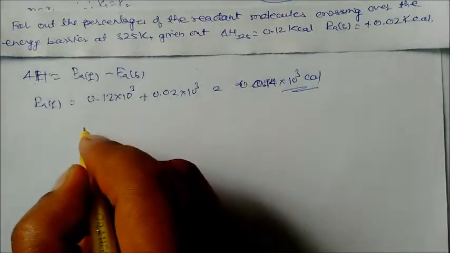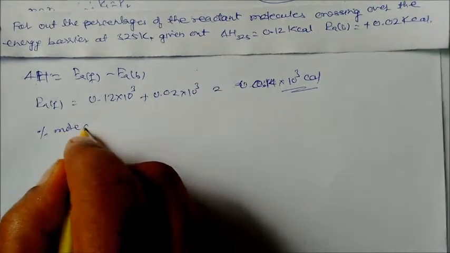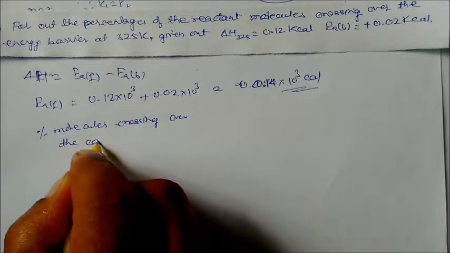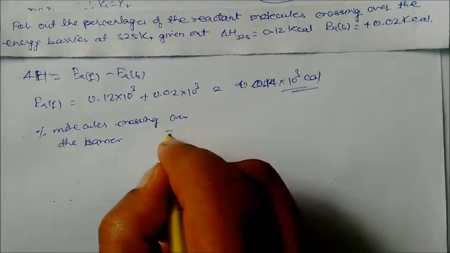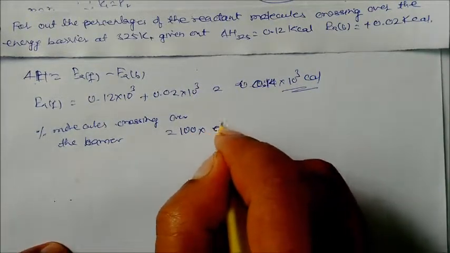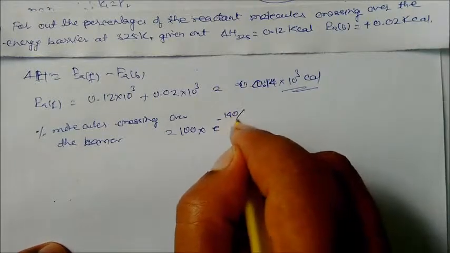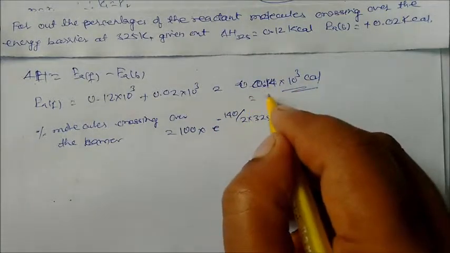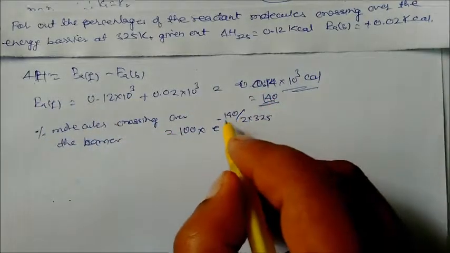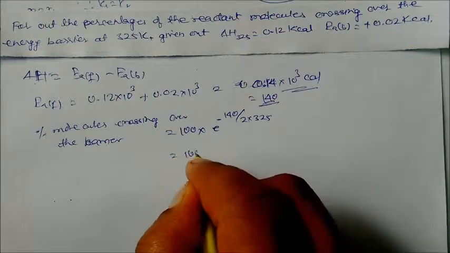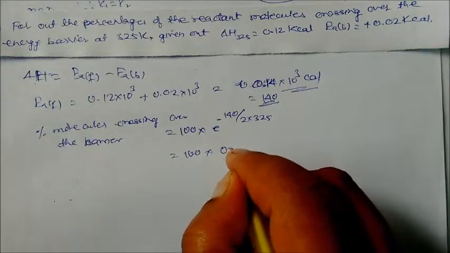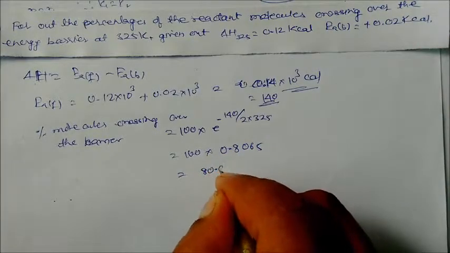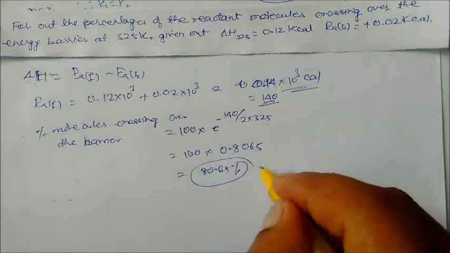This is kilocalorie. Now, what is the percentage of molecules crossing over the barrier? This is equal to 100 multiplied by e to the power minus 140 divided by 2 into 325, where R is 2 and the temperature is 325. So this is the EA value of 140. On solving this value, 100 multiplied by it, you will get the answer 0.8065. So the percentage will be 80.65%. This is the percentage of reactant molecules which are crossing over the barrier.